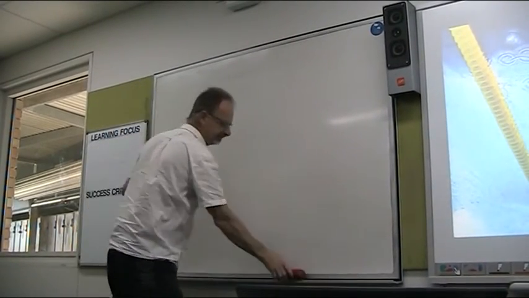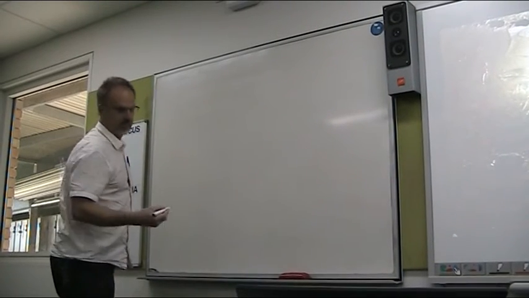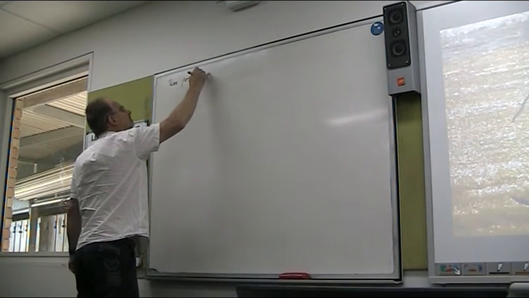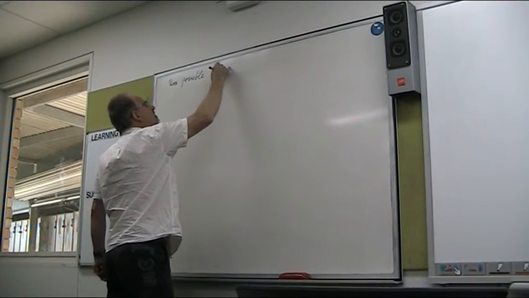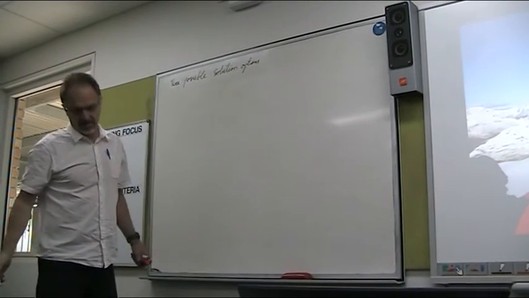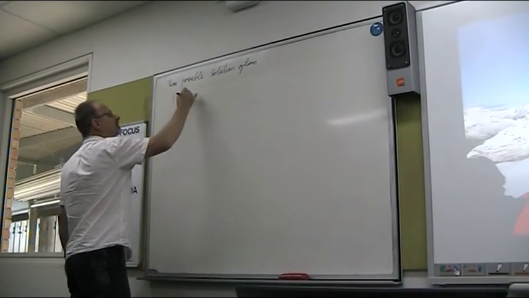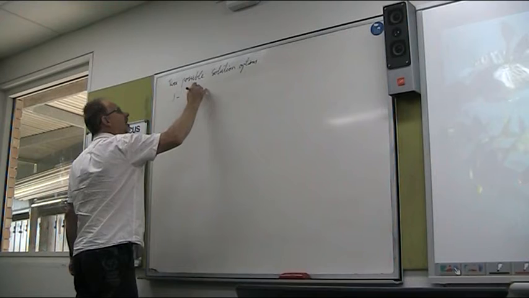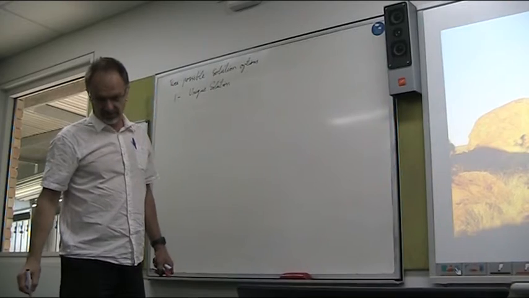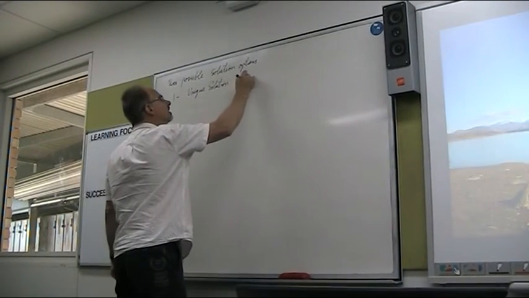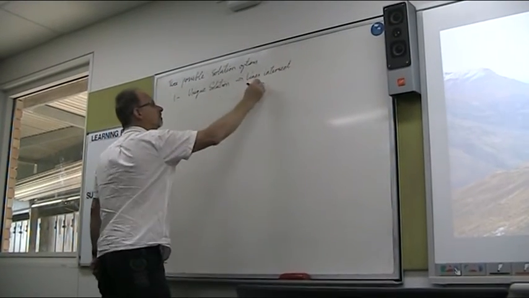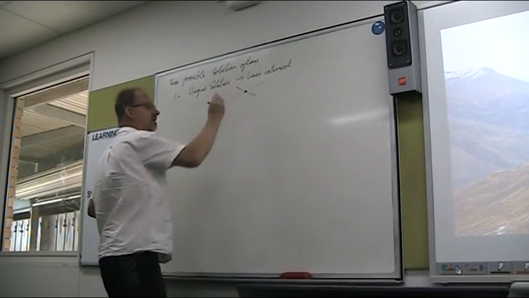Alright, now there are three possible solution options. One is that we have what's called a unique solution. In other words, we find out where the lines intersect. There we are, so there's our solution.